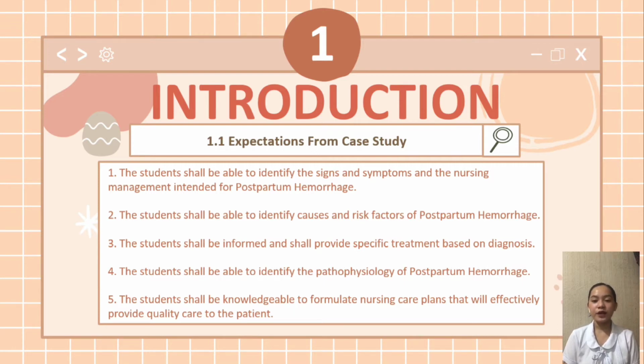First, the student should be able to identify the signs and symptoms as well as the nursing management intended for postpartum hemorrhage. Second, the student should be able to identify the causes and risk factors of postpartum hemorrhage. Third, the student should be informed and shall provide specific treatment based on diagnosis. Fourth, the student should be able to identify the pathophysiology of postpartum hemorrhage. And lastly, the student should be knowledgeable enough to formulate a nursing care plan that will effectively provide quality care to the patient.